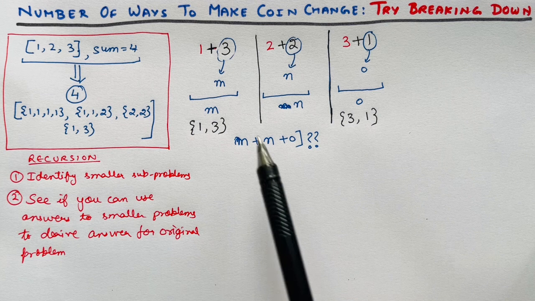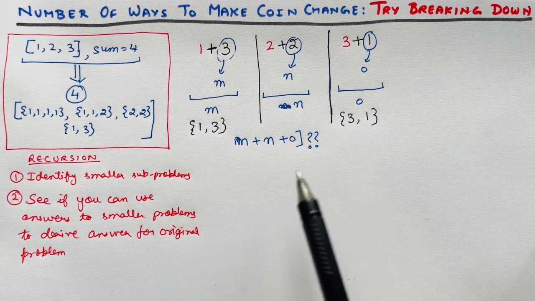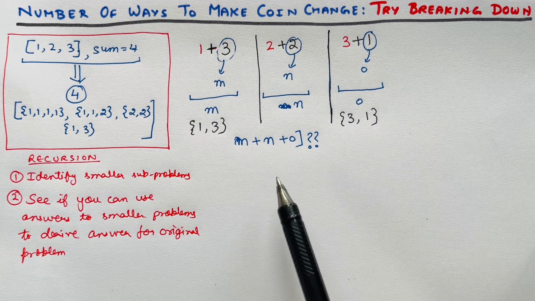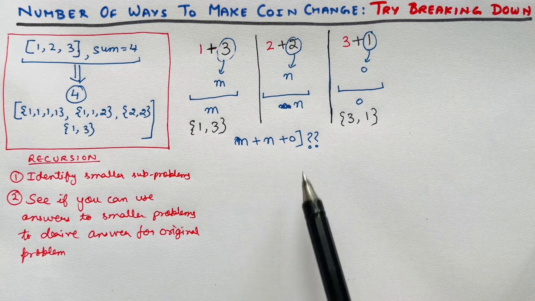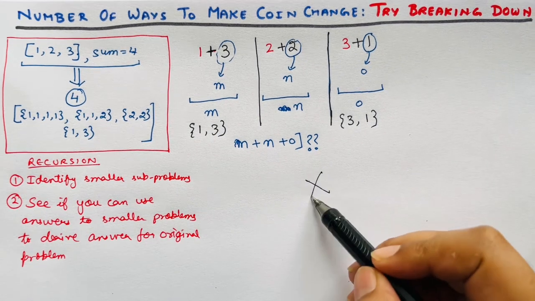And similarly, if the input is large, there will be so many duplications among all the ways of breaking down. Therefore, it doesn't look like we have a very easy way of using the answers to these smaller problems to derive the answer for the larger problem. That means we have to look for some better way.